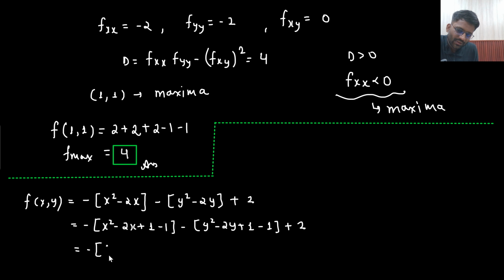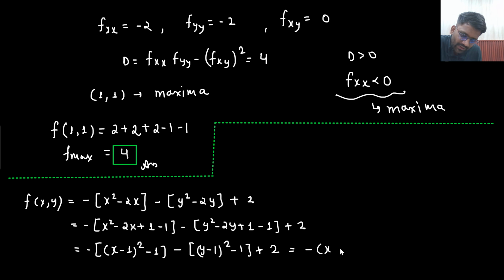Okay, no issue. So what I will do, this will become (x minus 1) whole square minus 1, minus (y minus 1) whole square minus 1, plus 2. So what we are getting is minus (x minus 1) whole square. This minus minus will become plus 1. Then after that, minus (y minus 1) whole square, minus minus will become plus 1. So plus 1 from here, plus 1 from here, plus 2, this will become plus 4.